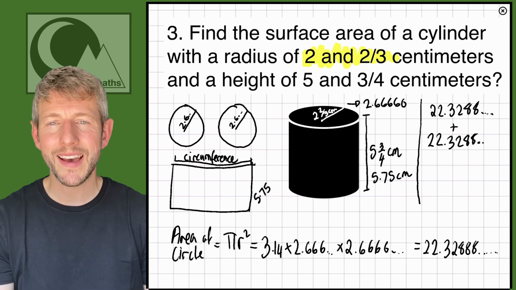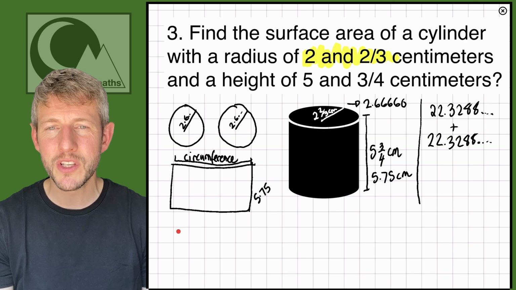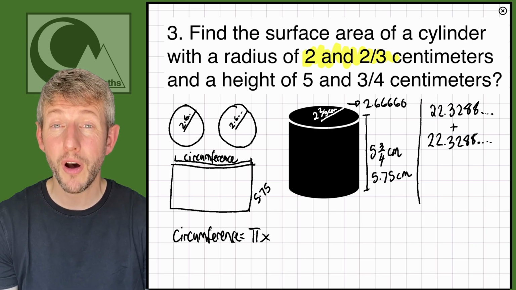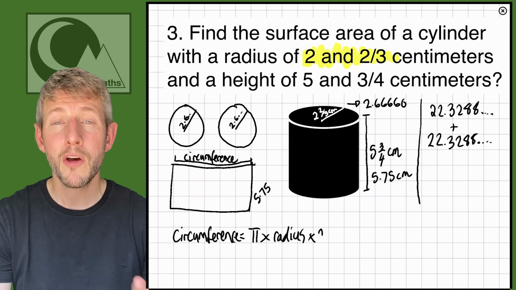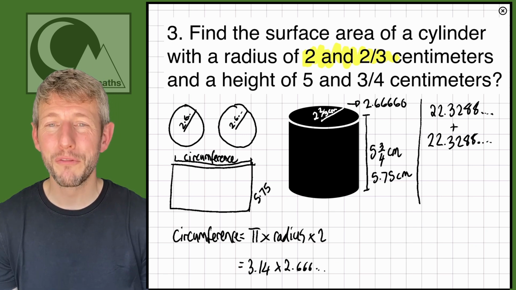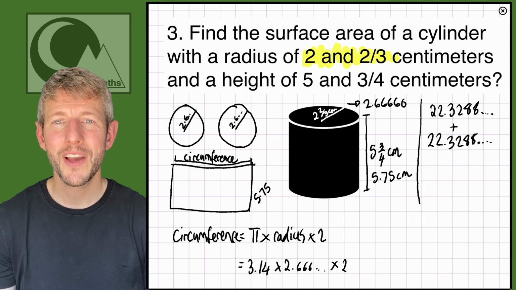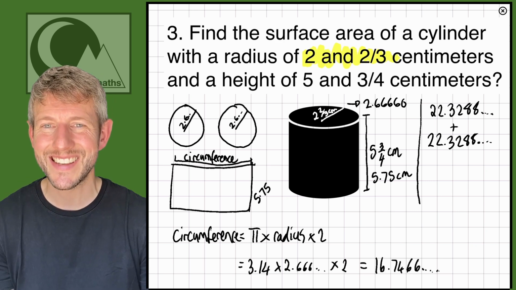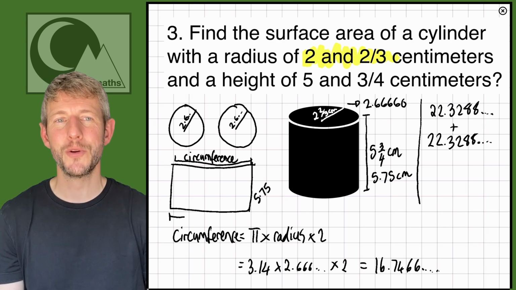Now remember, the rectangle is the circumference on the top and the height on the side, so I can put the 5.75 at the side of the rectangle straight away, but for the circumference I need to work that out, and so that's going to be 3.14 times the radius times 2, which is going to be 3.14 times 2.6666666666 times 2.